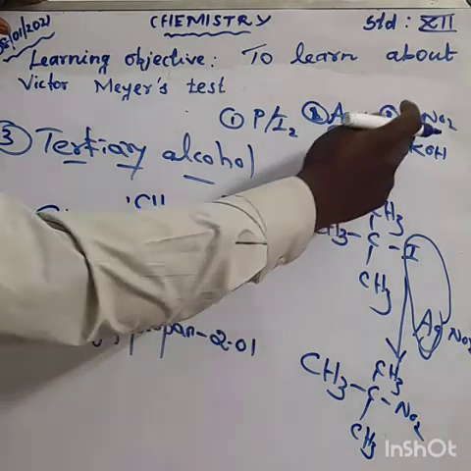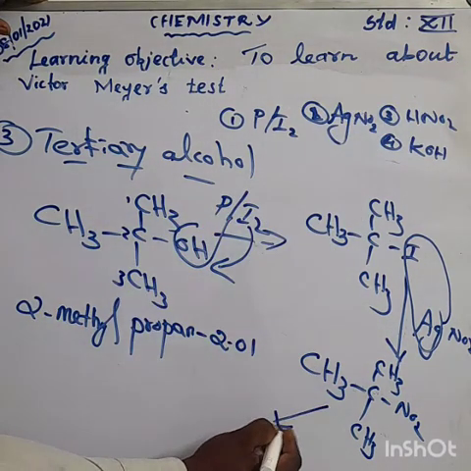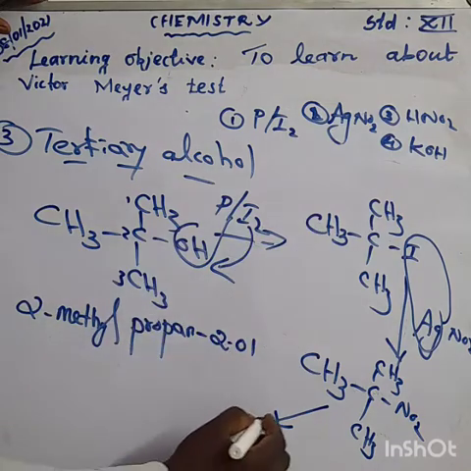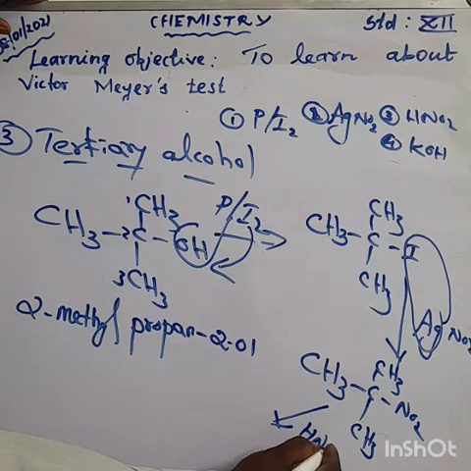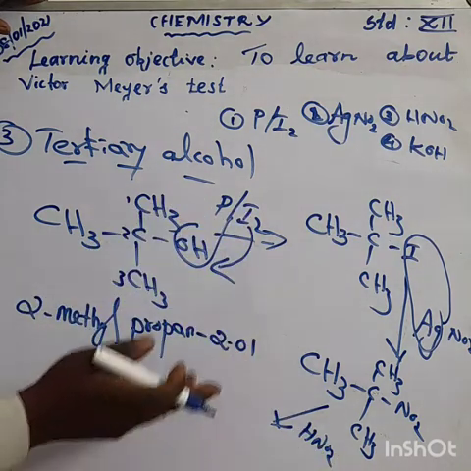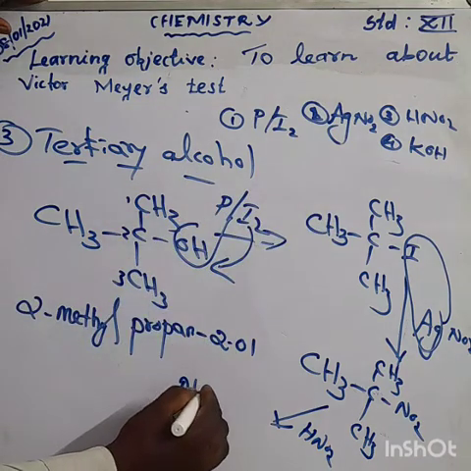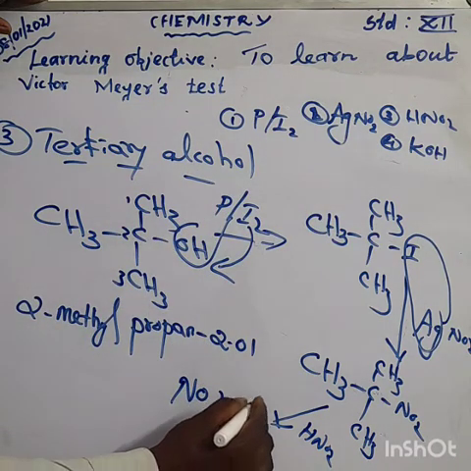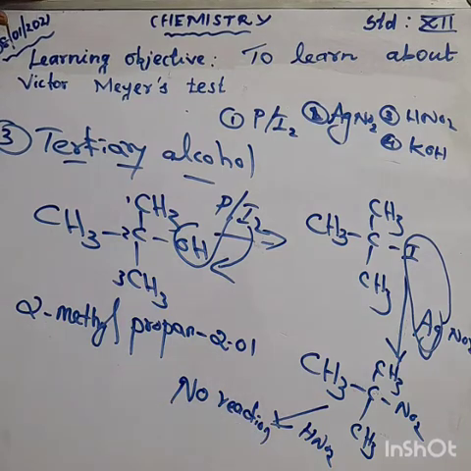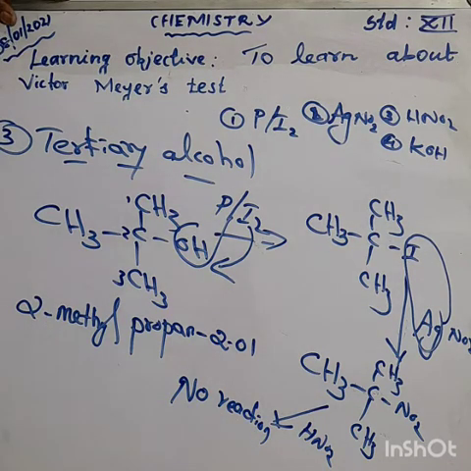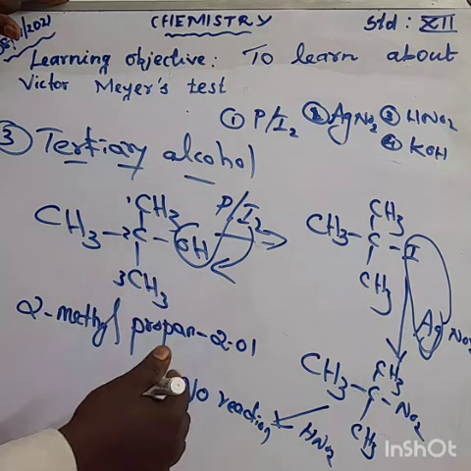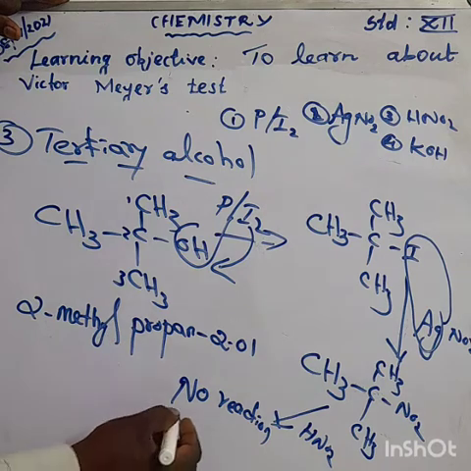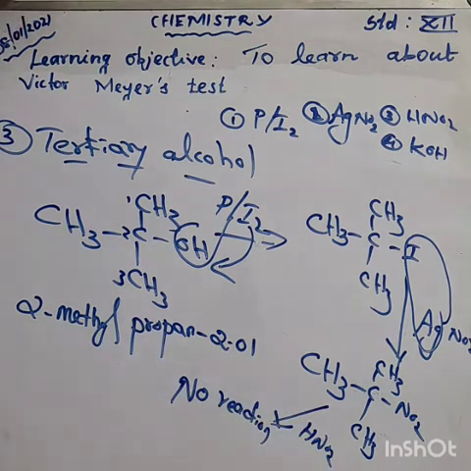Next we are adding the third reagent. What's the third reagent? HNO2. When we add HNO2, there is no reaction. No reaction. But here, no color. It is colorless. No reaction with KOH either. That also is no reaction with KOH. No reaction also with HNO2. No color, colorless.